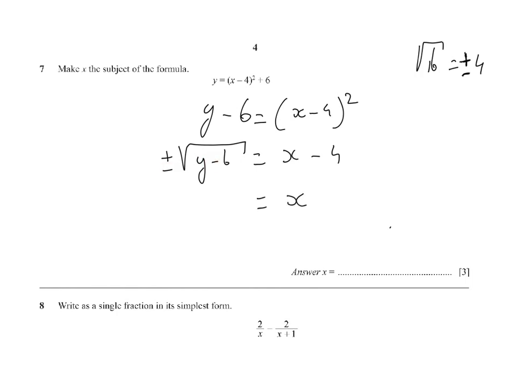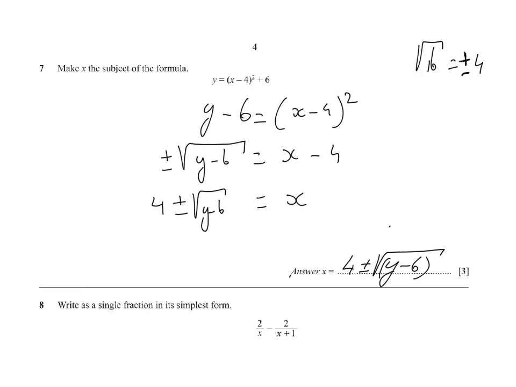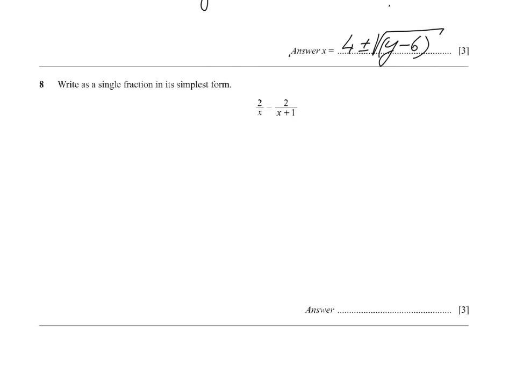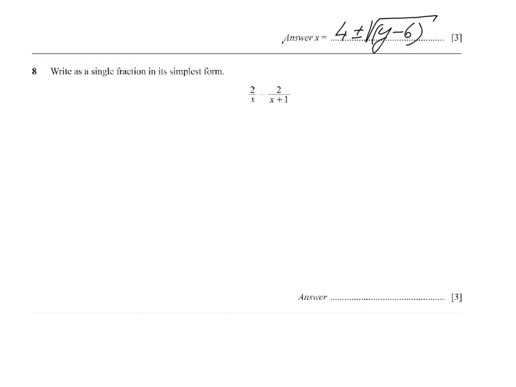And then to get rid of this minus 4, I add 4, so I'm going to add 4 on the other side as well, so x equals 4 plus or minus the square root of y minus 6. Now make sure when you write that down that the square root sign is very clearly around the entire y minus 6, or perhaps you want to put that in brackets just to make sure that it's clear to everybody. Okay, moving on. Write as a single fraction in simplest form.